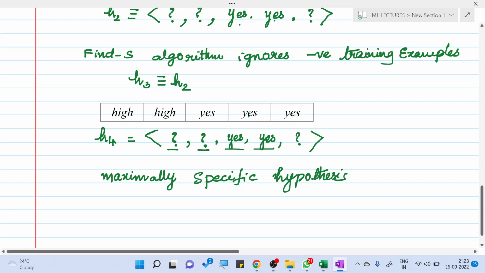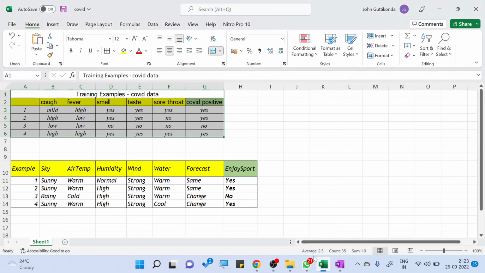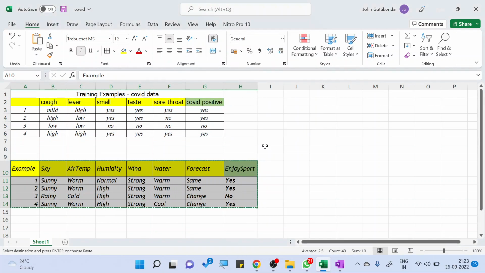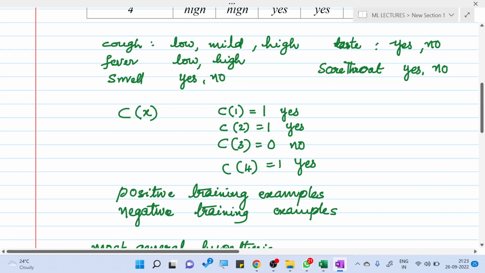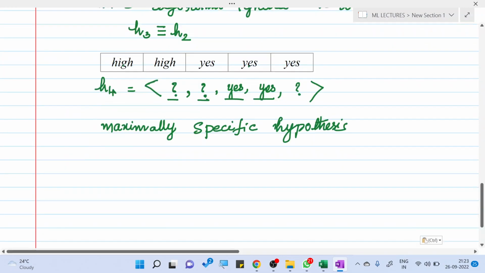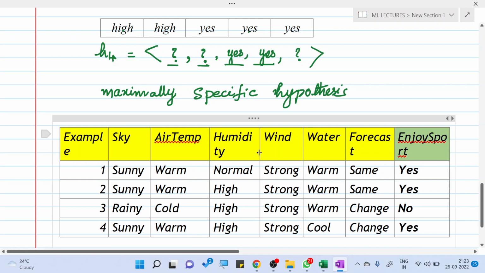It outputs that. Now let us take another example also, the textbook example: whether a person with the name Aldo will enjoy his favorite sport or not on a given day.